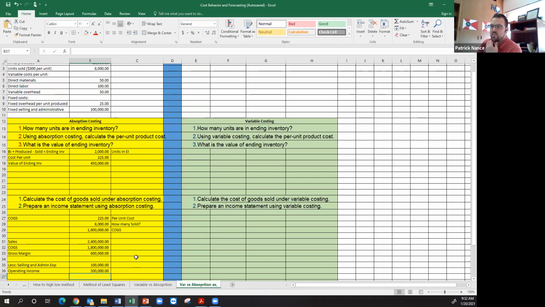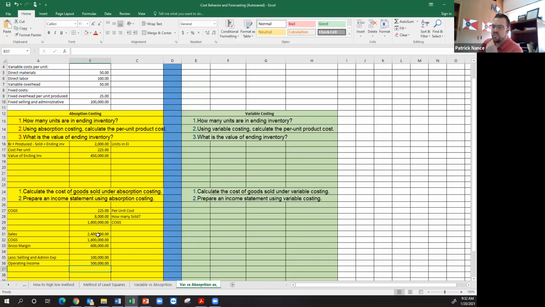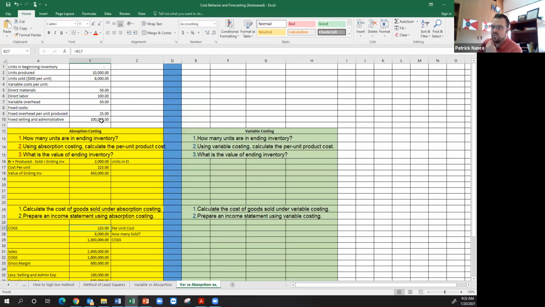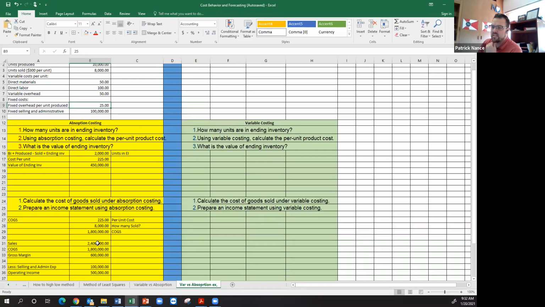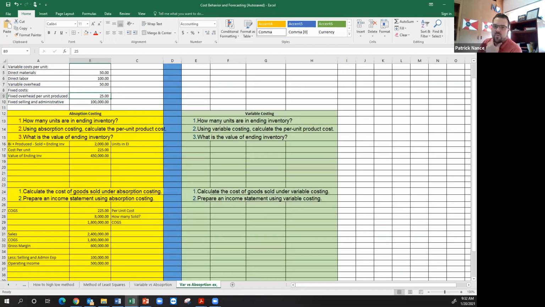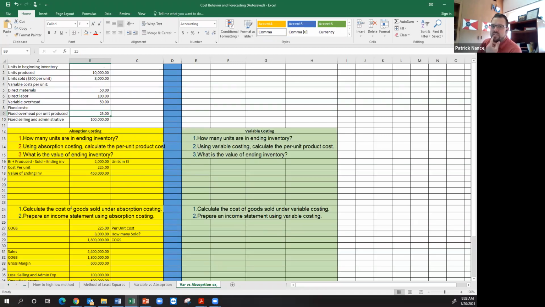So what you're going to see when we do the variable one is that this is going to differ, especially the income statement is going to differ because my unit cost is going to change, because I'm not going to include this fixed overhead cost in that. Instead, it's going to go as a separate line item. But we'll do that in the next video. So that's the absorption costing for this example problem.